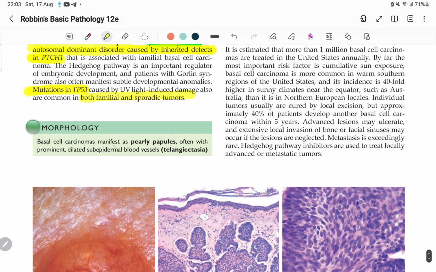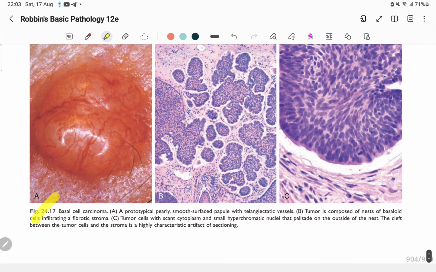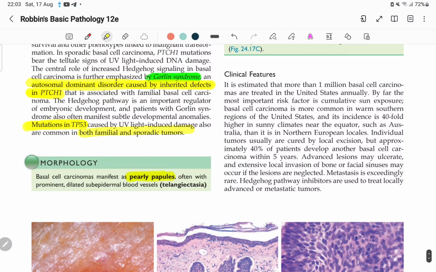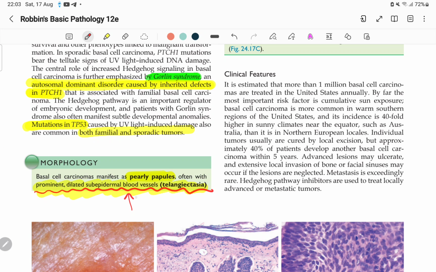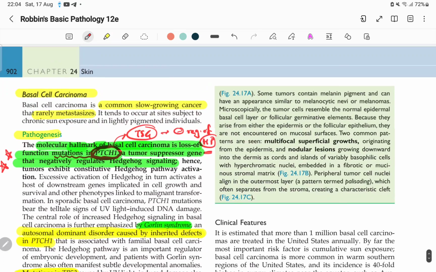Okay, so this manifests as pearly papules. You can see this is a prototypic pearly papule, a smooth surface papule with telangiectatic vessels. Prominent dilated subepidermal blood vessels are called telangiectasia. So it manifests as pearly papules in the gross. This is a gross finding, and the second thing is the telangiectasia.